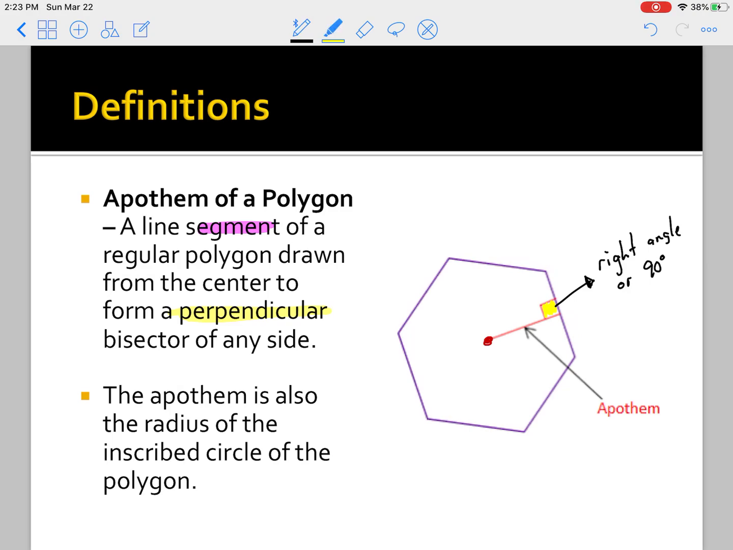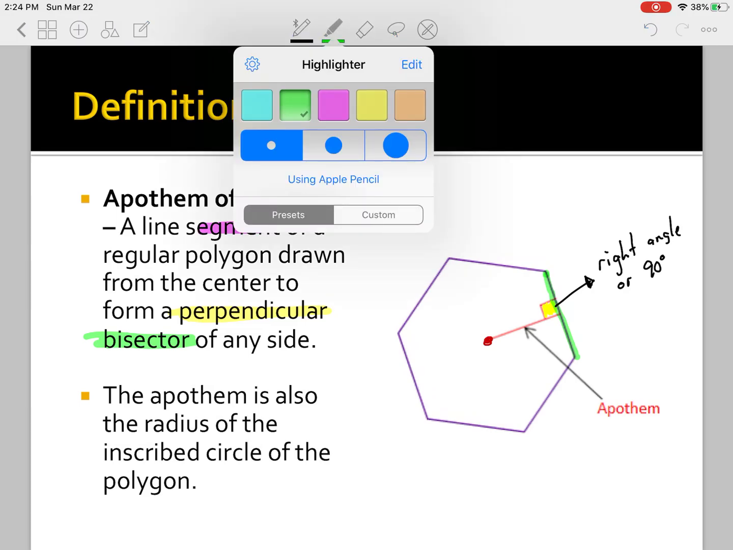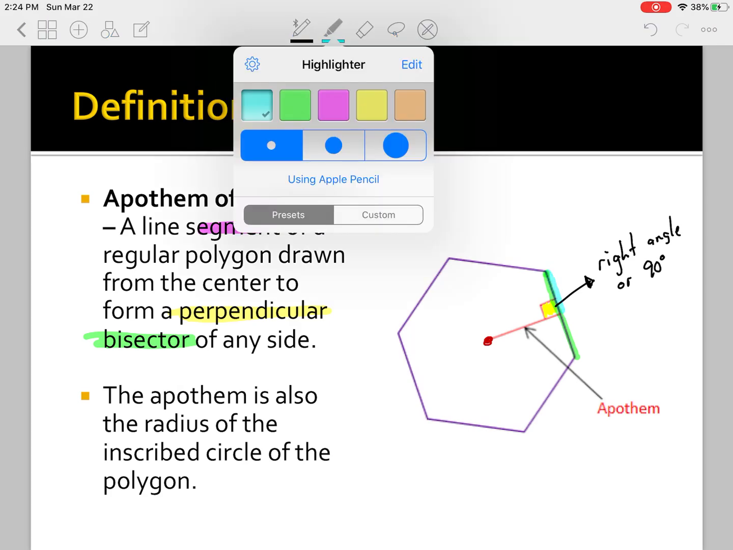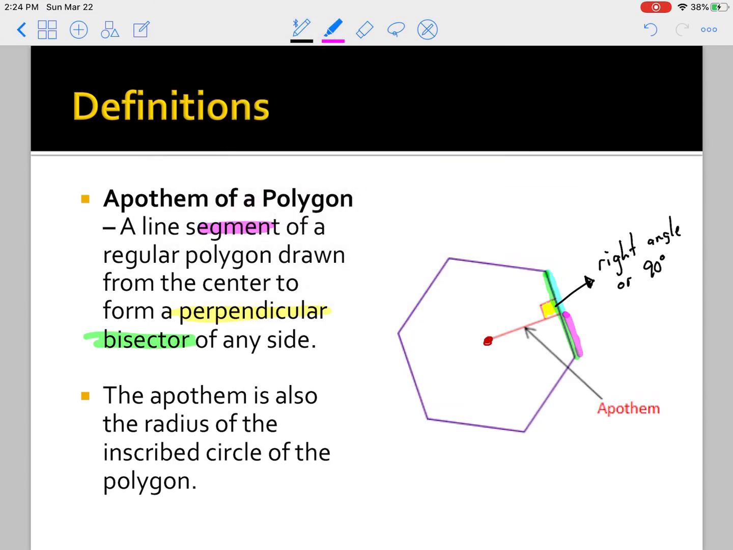So we are forming a 90-degree angle, but not only that, it is a bisector of the side. If this is my total side, then I know that a bisector divides that side into two equal parts. And so this side, the blue side, is going to be equal to the pink side. So if I add the blue and the pink together, I would get the total, which is the green.